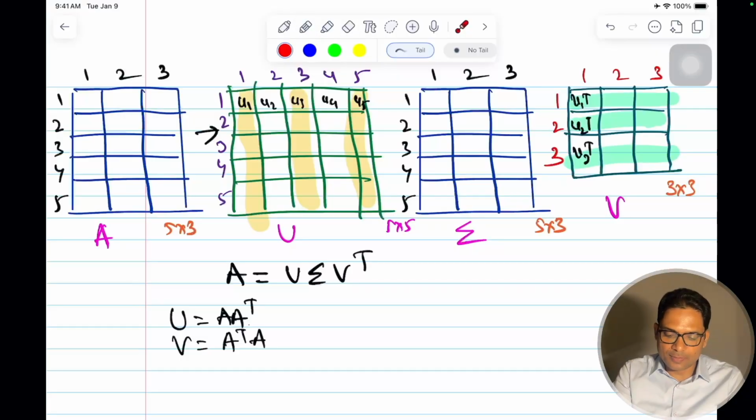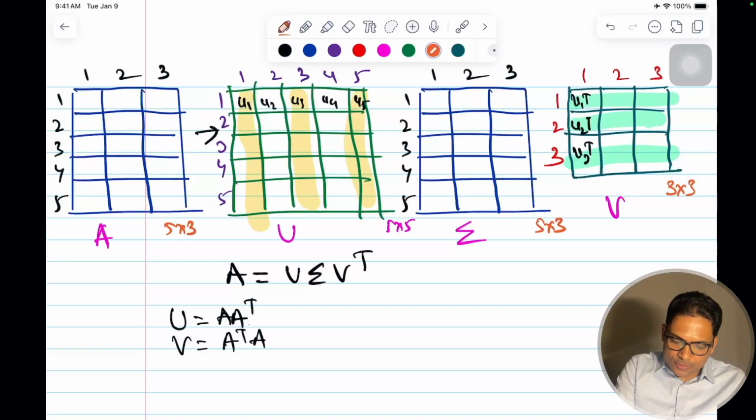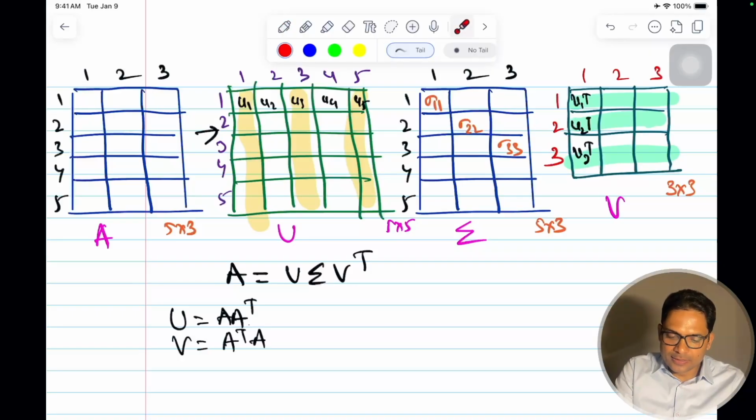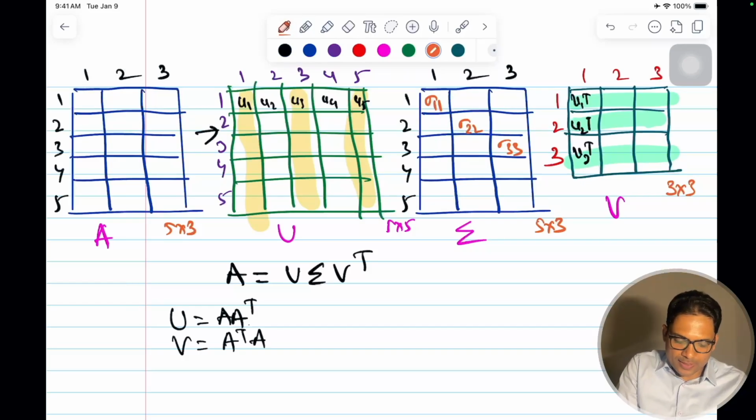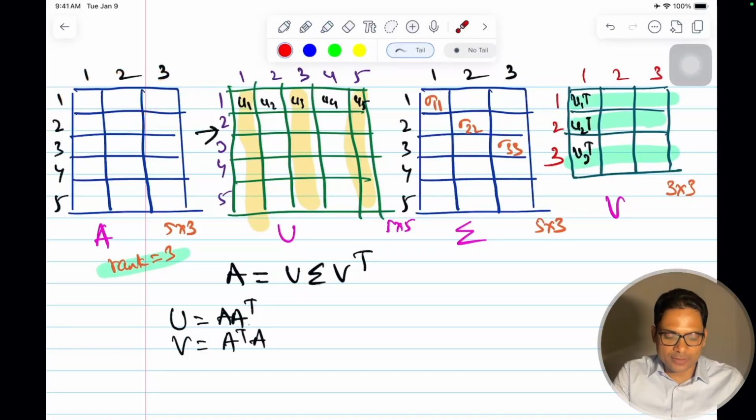And whatever is the rank of this, there will be sigma 1 1, sigma 2 2, and sigma 3 3, because that is the lower dimension. So 3 is the lower dimension, and the maximum rank will be 3. The rank of my matrix is 3, because I can have only 3 linearly independent vectors here. The rest will all be 0 for padding, so that the multiplication holds. Now I think this should make sense for you.